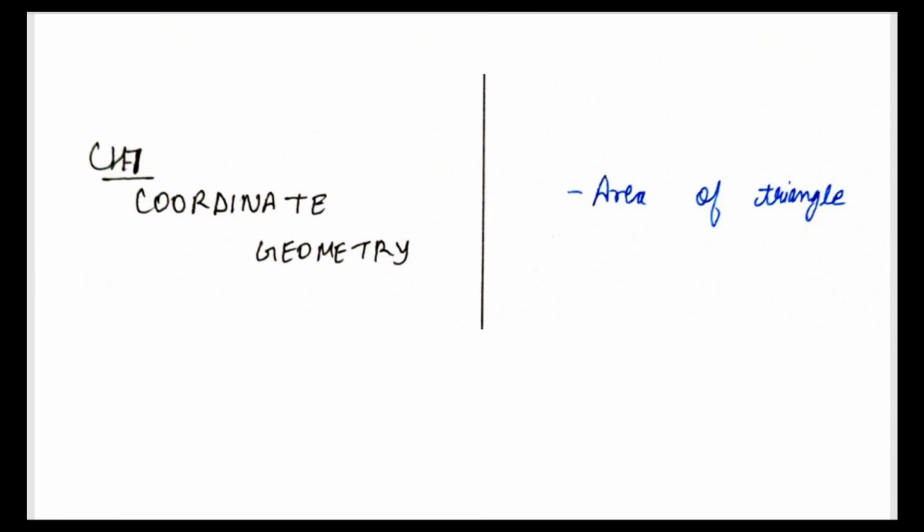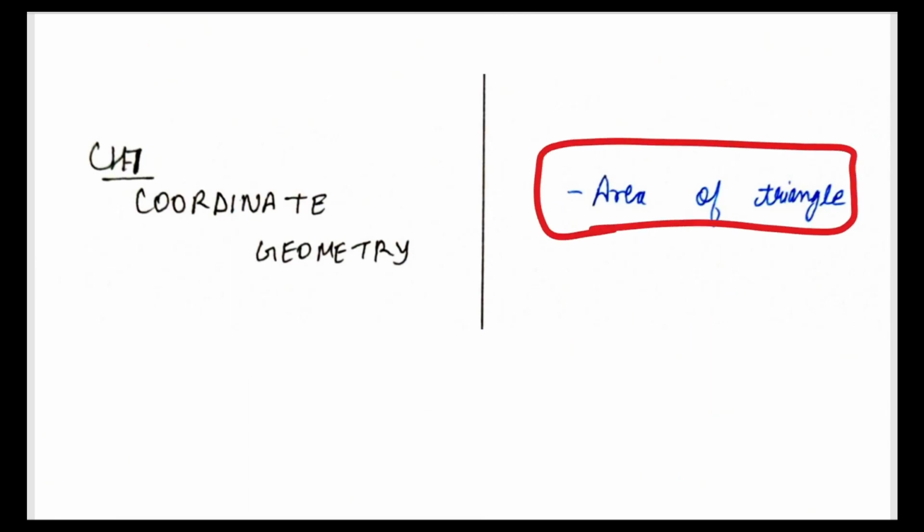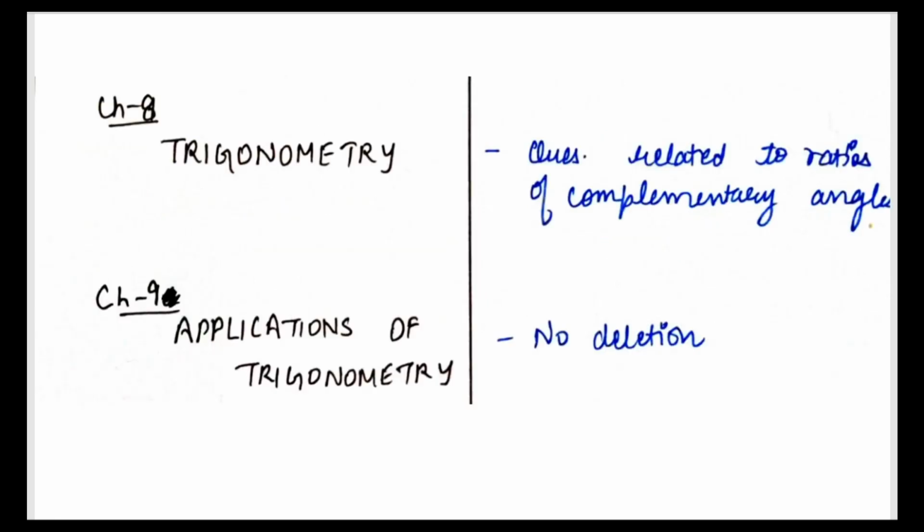In coordinate geometry, area of the triangle, the complete exercise is removed, the third exercise, 7.3 in your NCERT. This topic is removed. In chapter 8 trigonometry, you don't have to do questions related to complementary angles. You will find these questions in exercise 8.3 of your book. So you don't have to do those particular questions which involve complementary angles, ratios of the complementary angles.